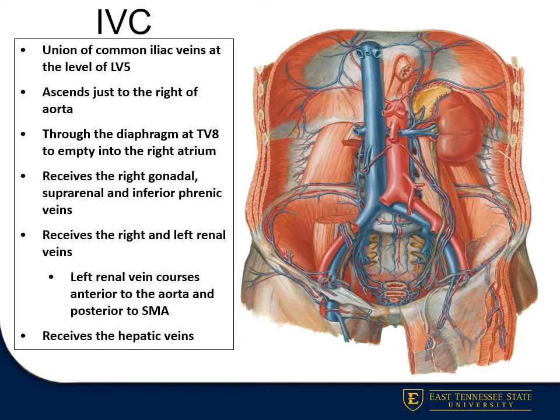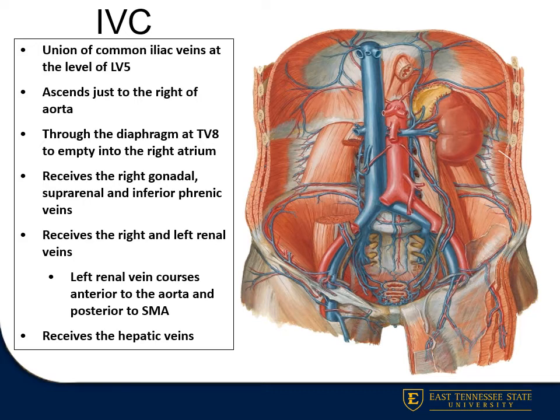Moving on to the inferior vena cava, this is formed by the union of the common iliac veins, and it's slightly lower than the aorta. The aorta bifurcation was at LV4. The IVC is formed at the level of LV5, and then ascends posteriorly just to the right of the aorta. And like we heard, the aorta pierces the diaphragm at the level of TV12. The IVC pierces the diaphragm at the level of TV8.